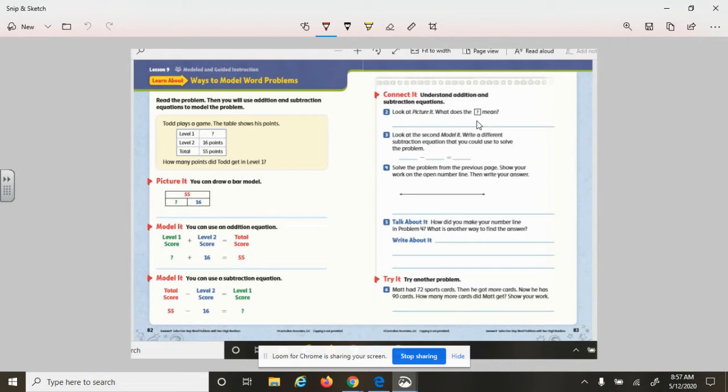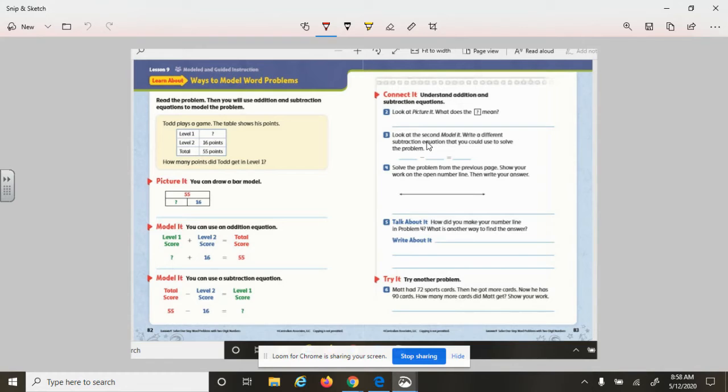So we're going to look over here and use what's on page 82 to help us answer the questions on page 83. So question 2 says, look at Picture It, which is right here, and asks what the question mark means. So when we look at this question mark, we know that when we have a question mark, it's missing information. So that question mark is your missing number. The question mark tells us that we do not know how many points he scored in level one, and that's what we're trying to solve. So the question mark is our missing information.